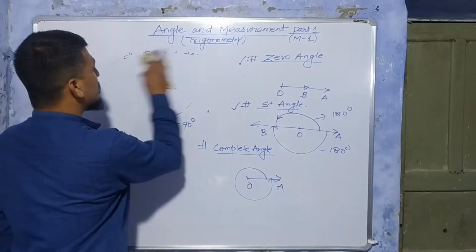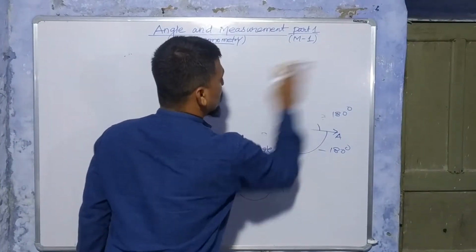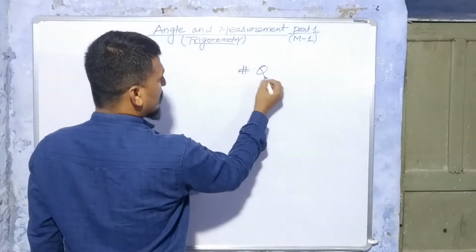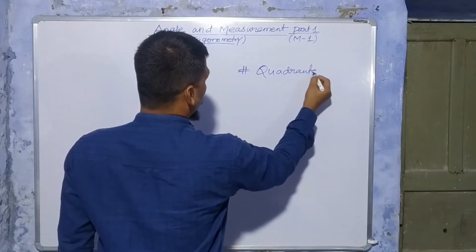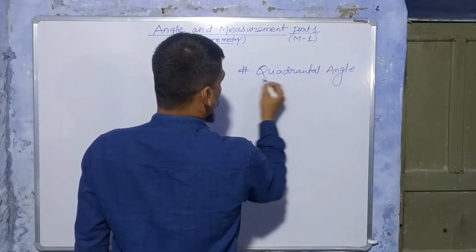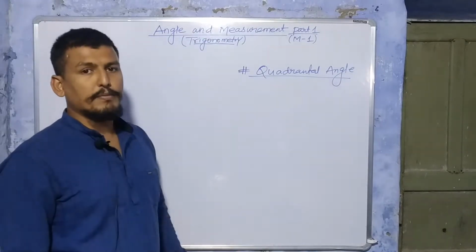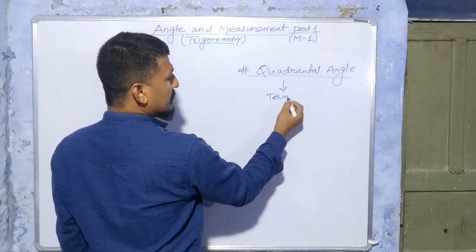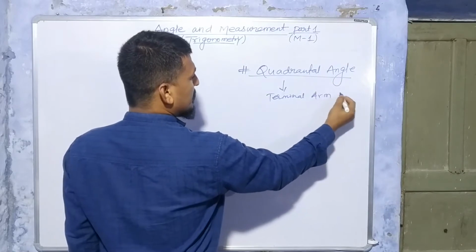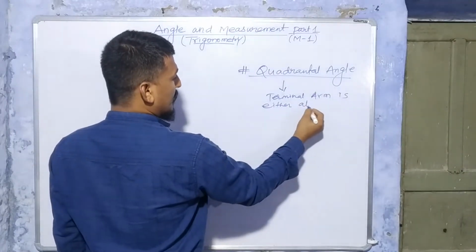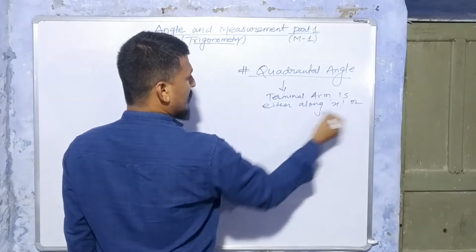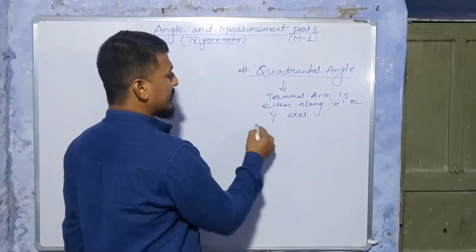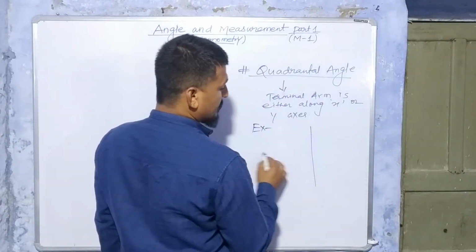Next we'll study quadrantal angle. The word quadrantal comes from the word quadrant, right? These are basic concepts. These are very fruitful in solving different types of basic questions. See, in case of quadrantal angle, if the terminal arm is either along the x or y axis, then the angle formed is called quadrantal.